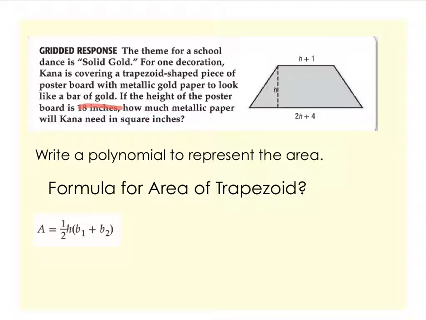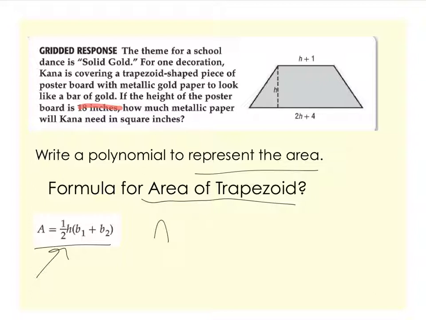So first, we would need to write a polynomial to represent the area. But do we know area for a trapezoid? We sure do, right there. Area equals 1/2 times the height times base 1 plus base 2. So let's fill in everything we know into this formula right here, from our given information for this problem.